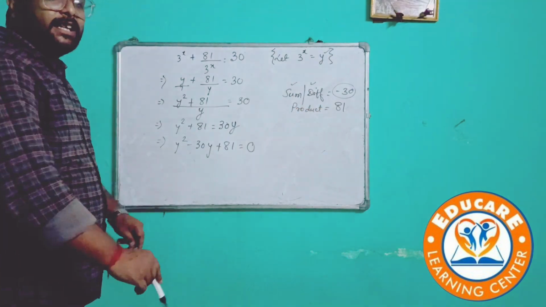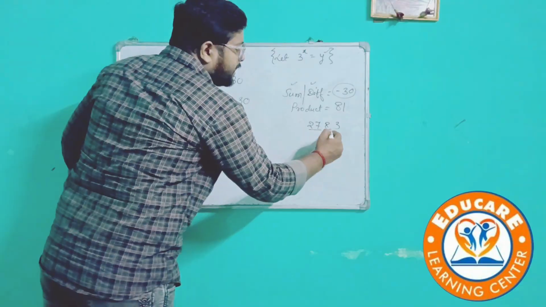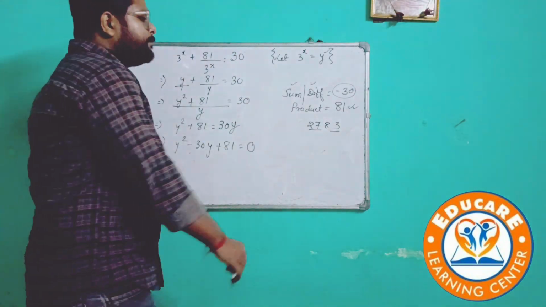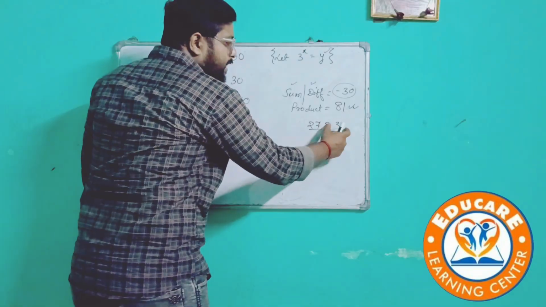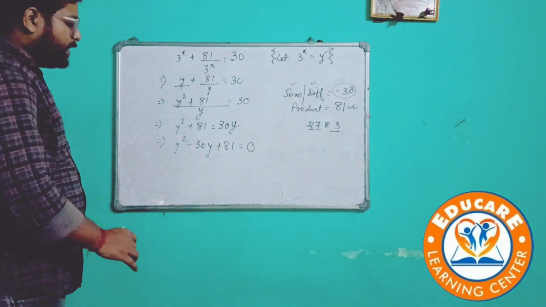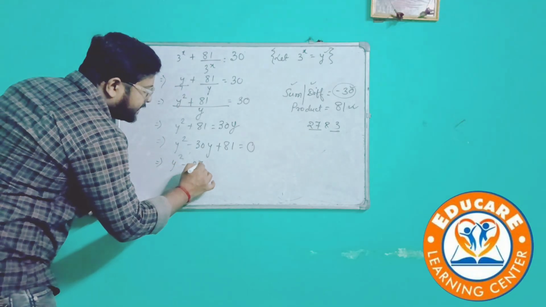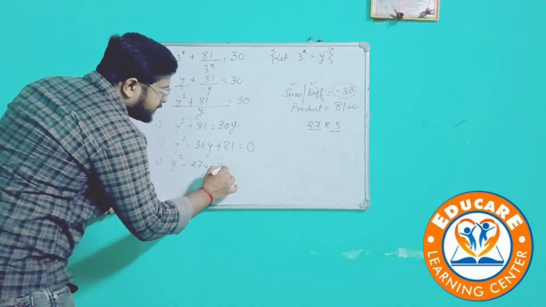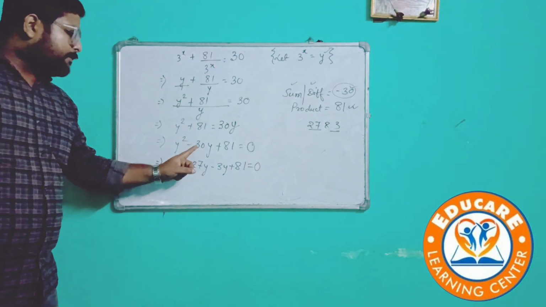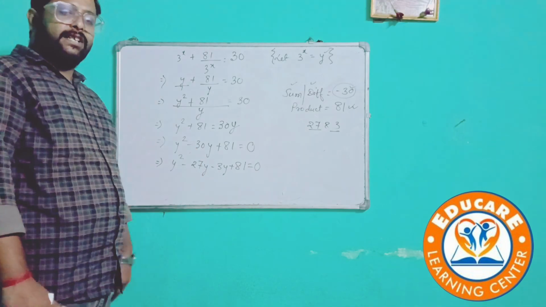So from there we can clearly say 27 and 3. 27 into 3 is 81, so our first condition is accomplished. And if we add 27 and 3, we get 30, so our second condition is also fulfilled. So we can write y square minus 27y minus 3y plus 81 is equal to 0. Because our middle number was negative, we will have to take both terms as minus.